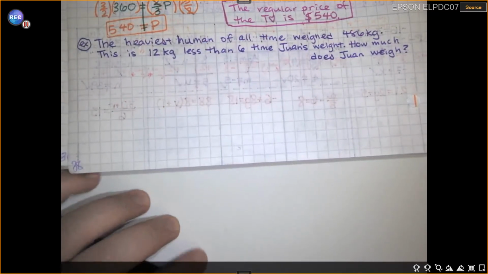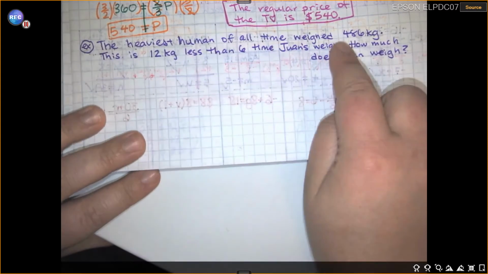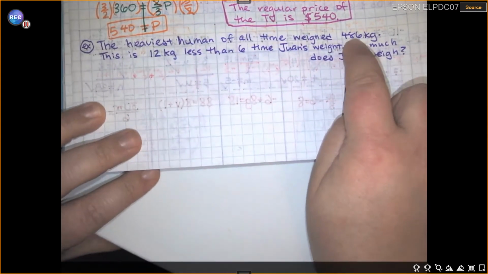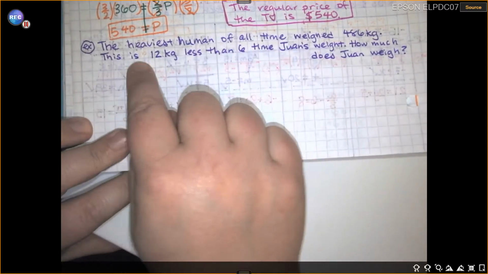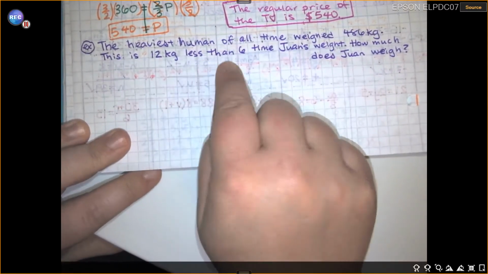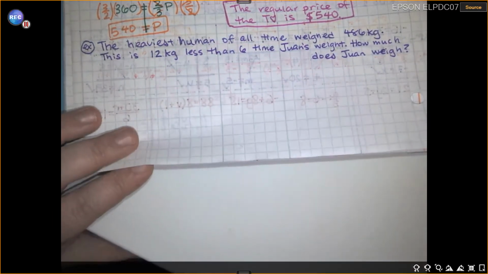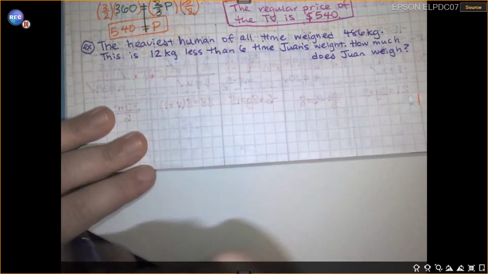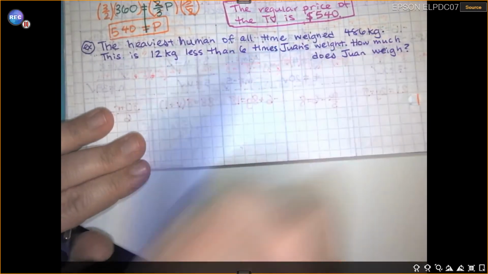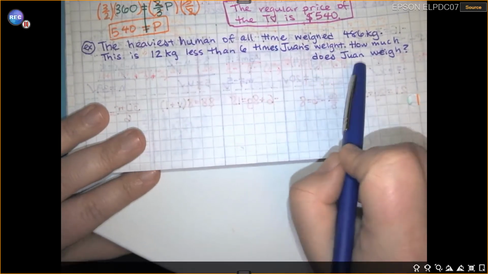Okay, so this one's kind of a weird one, but bear with me. The heaviest human of all time weighed 486 kilograms. Okay, not pounds. This is 12 kilograms less than 6 times Juan's weight. How much does Juan weigh?